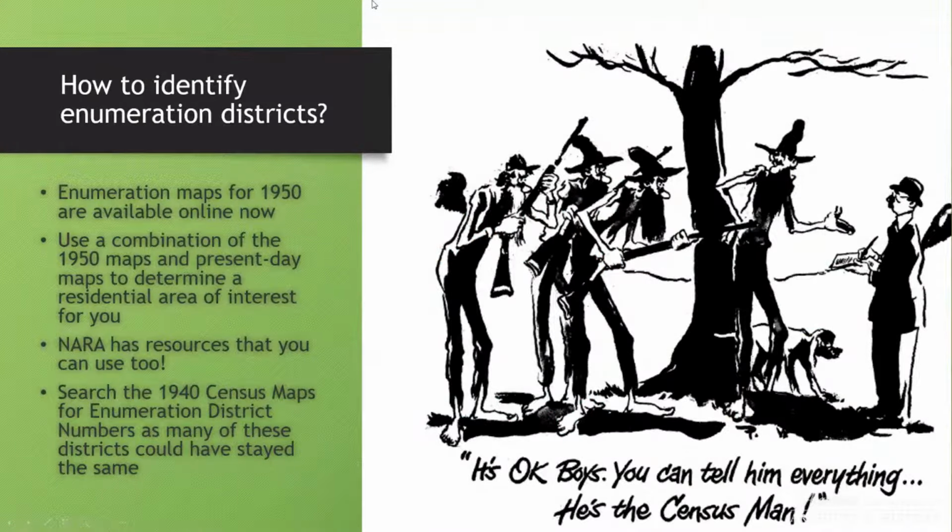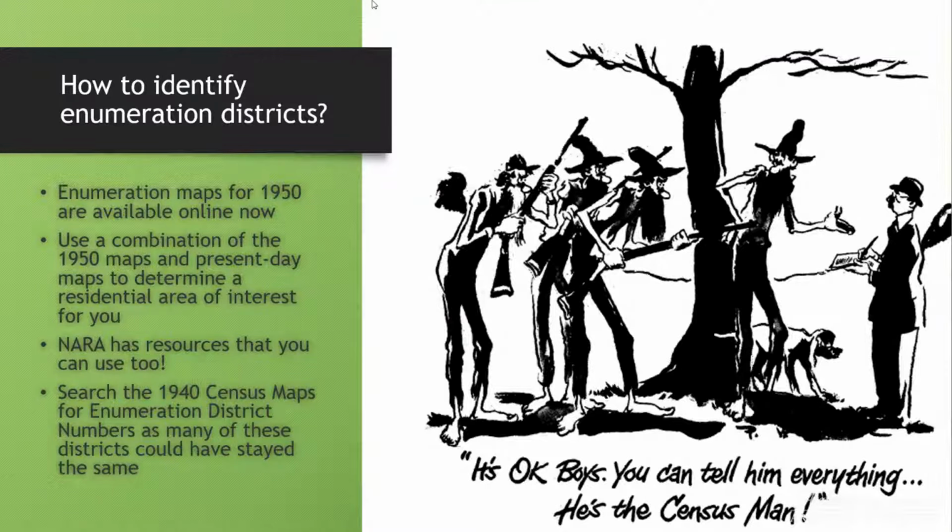So we're going to talk a little bit more about how you identify an enumeration district. These maps are available online right now. You can look at 1950s right now, you can look at 1940, and so on. But you can use a combination of the 1950 maps and present-day maps to determine a residential area of interest for the person you're looking for.